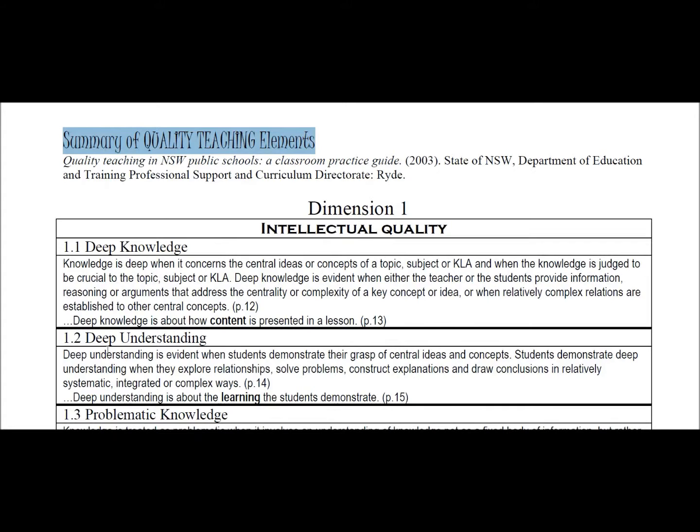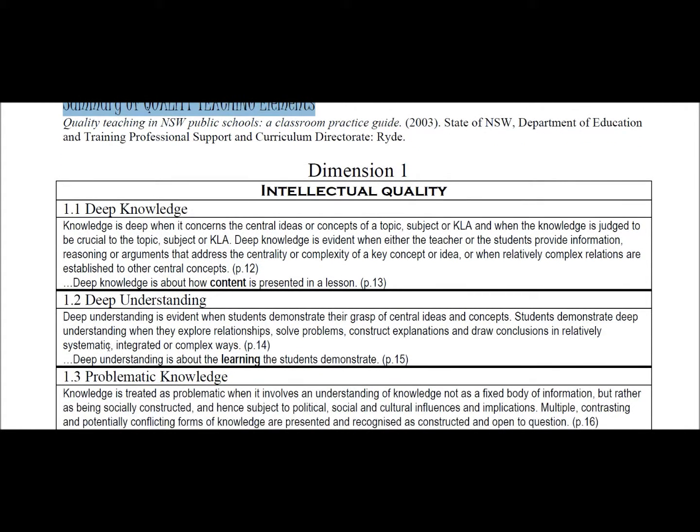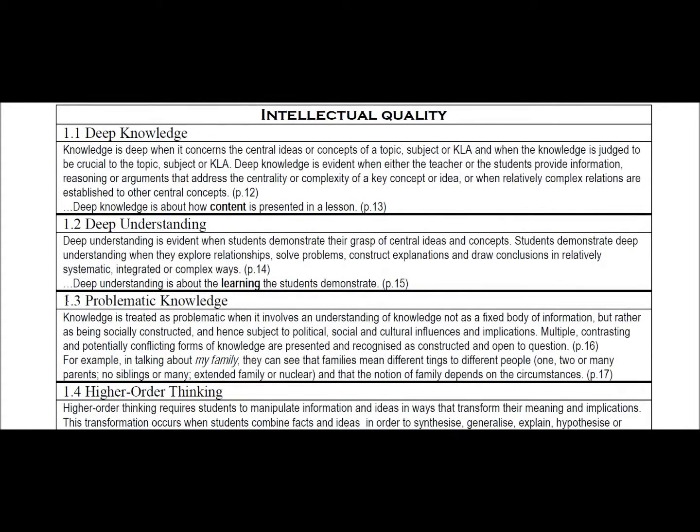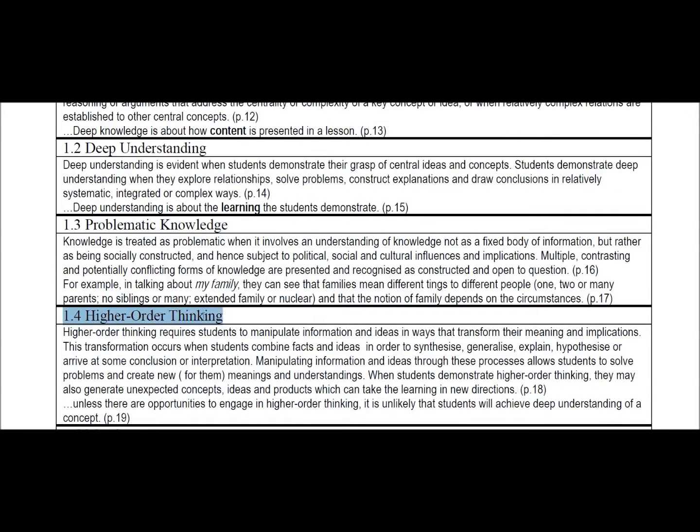Who Wants to Be a Cotton Millionaire satisfies the following quality teaching model criteria. Problematic knowledge because students have to use their knowledge and apply it to suit the time and place in which the factory has been set up. Higher order thinking because students must combine facts and ideas in order to arrive at a conclusion.